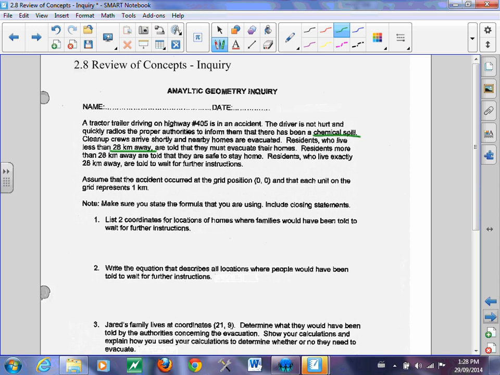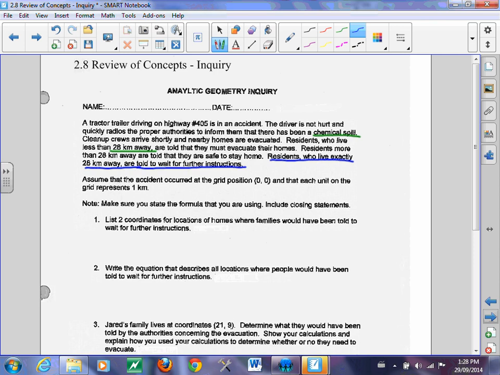Residents more than 28 kilometers away are told that they are safe to stay at home, and this is the scary part. I don't know if I'd listen to this. Residents who live exactly 28 meters away are to wait for further instructions. If there's a disaster near me and they tell me to wait, I'm going to evacuate regardless. I'm going to be safe. But I'm just using this as a situation.